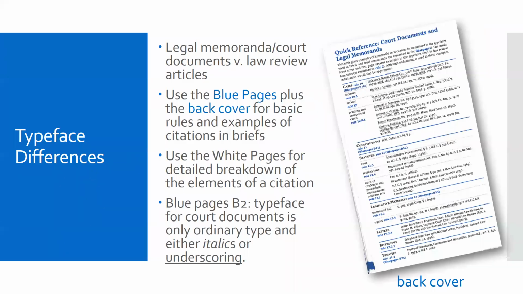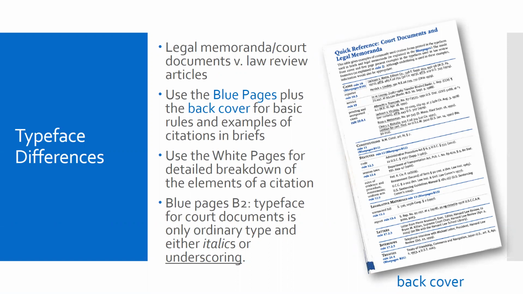So one thing to remember when you're using the Bluebook is that it is designed with two different types of materials. There's legal memoranda and court documents, but that also has information for law review articles as well. So you can use the blue pages plus the back cover for the rules and examples of citations and briefs and other legal memoranda.